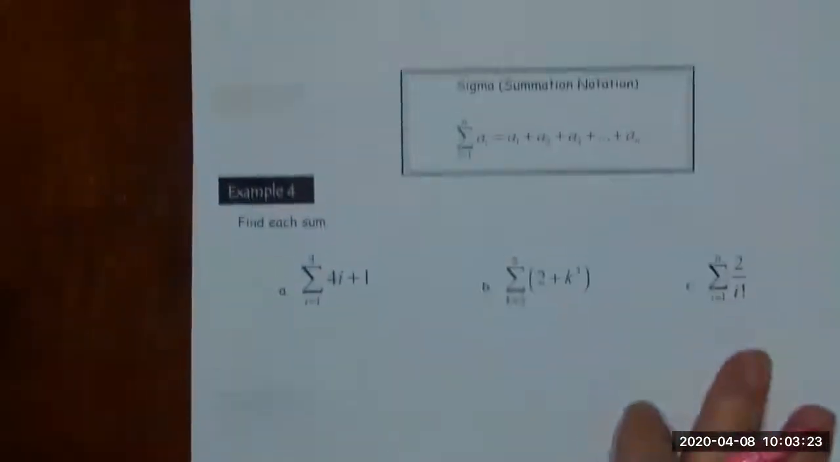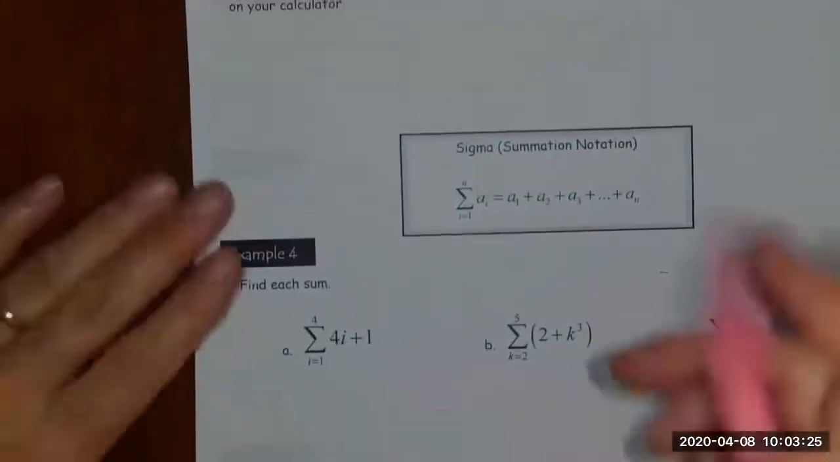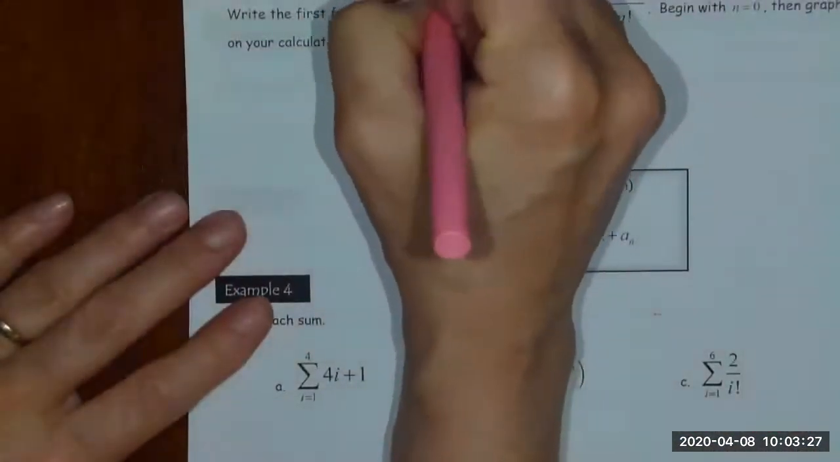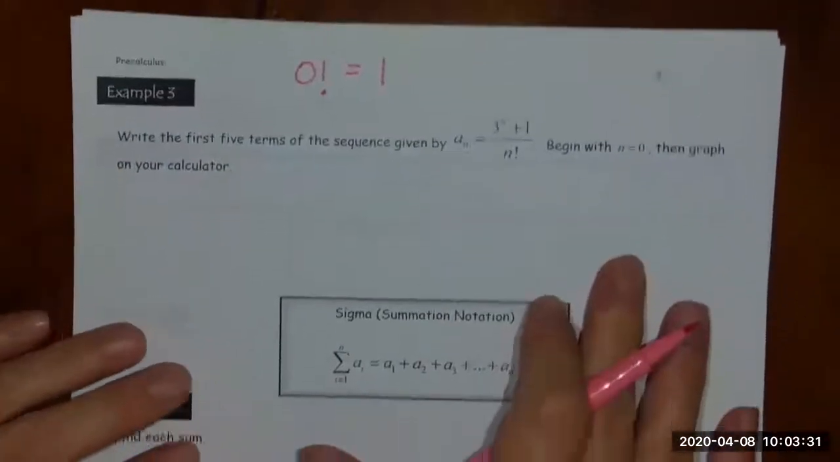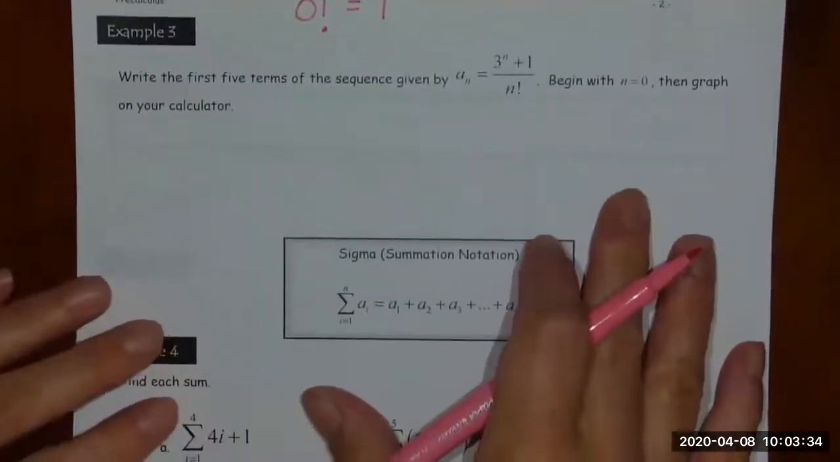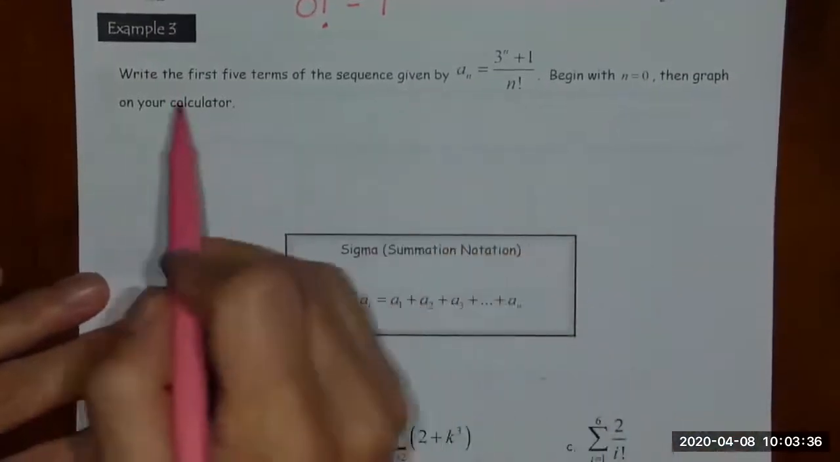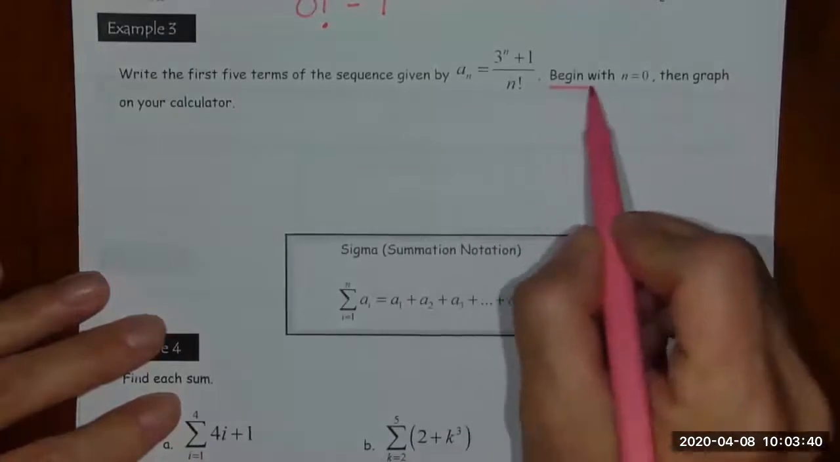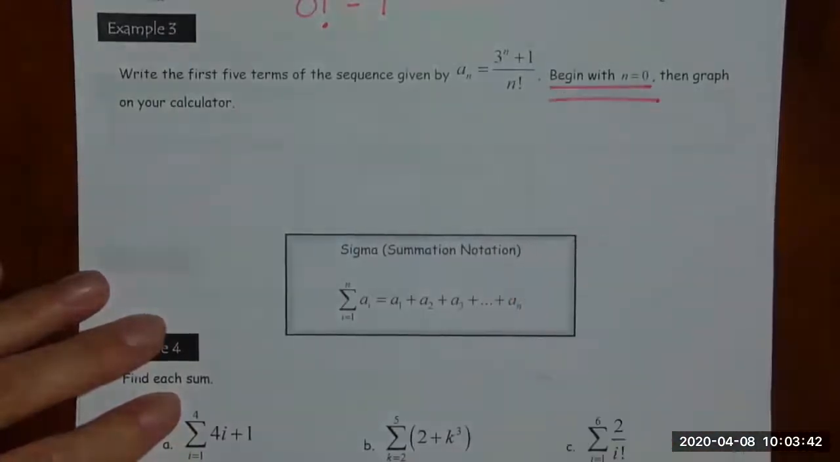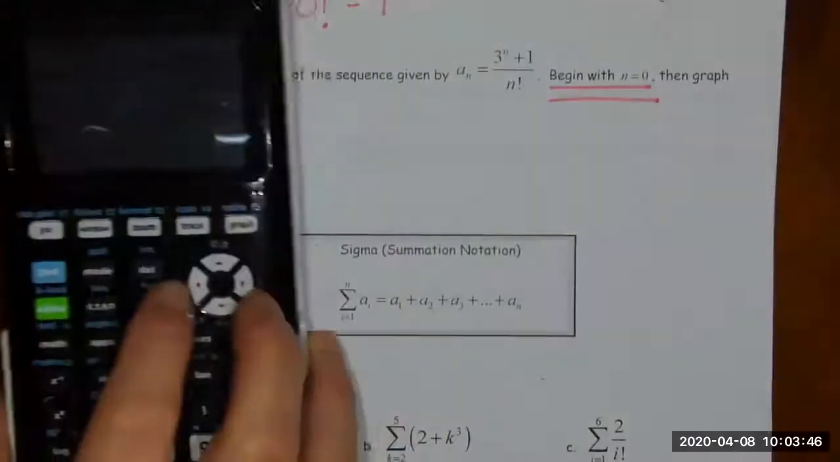One thing I want to tell you is that by definition, 0 factorial equals 1. So anytime you have a 0 factorial, it's going to be 1. Okay, so let's look at this. The first 5 terms of the sequence begin. Notice here they gave you instructions. Remember we said it always starts with 1 unless they tell you otherwise, so we're going to begin with 0.